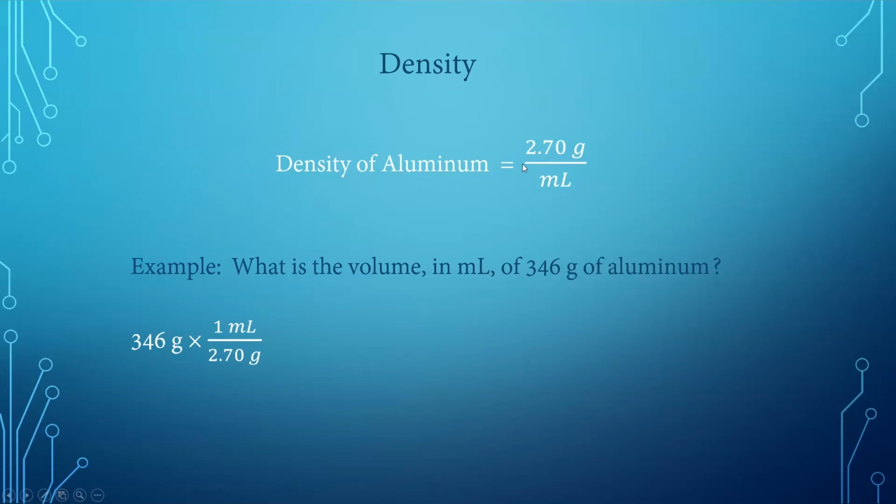Now you'll notice, as we talked about earlier, conversions can be flipped upside down. I had to invert the density here in order for the grams to cancel. I wanted grams to cancel. I wanted to be left with milliliters. So the grams cancel out, and I end up with approximately 128 milliliters. So we didn't need to use any algebra to figure this out. We simply used the density as a conversion.